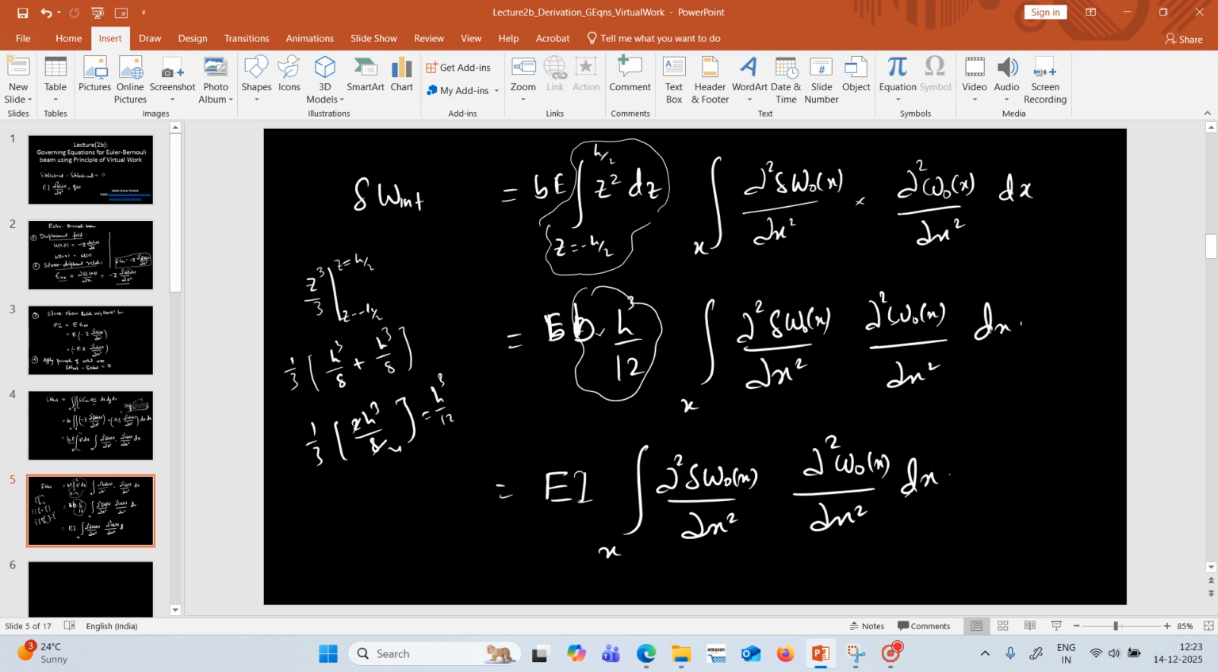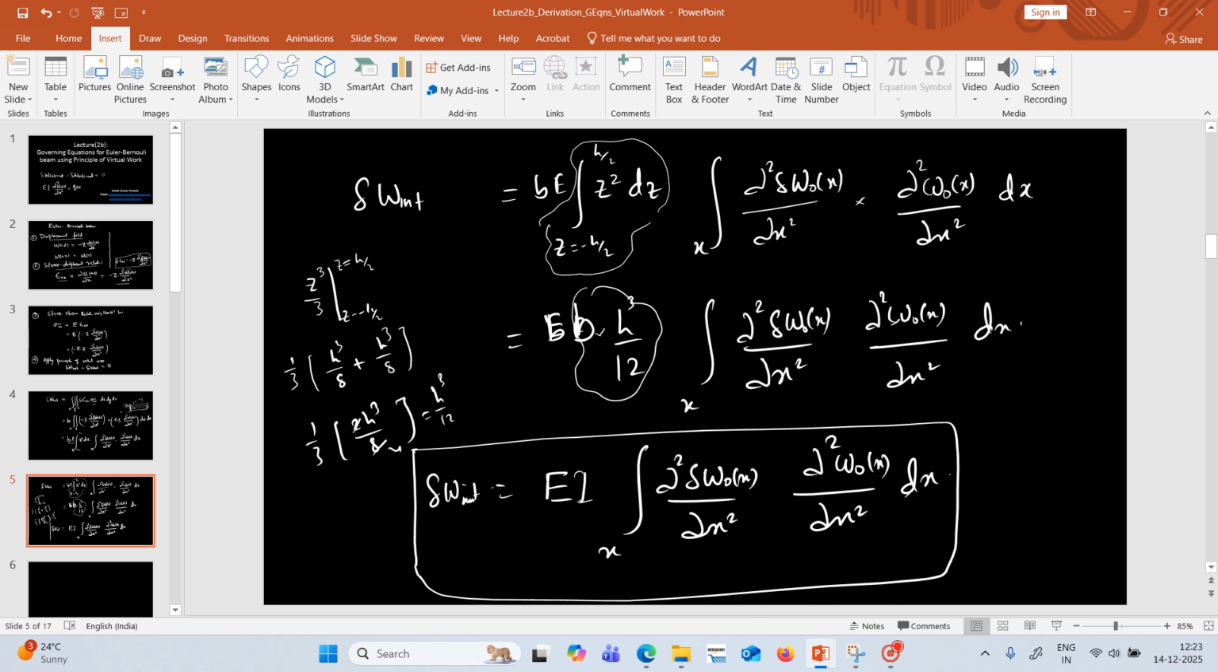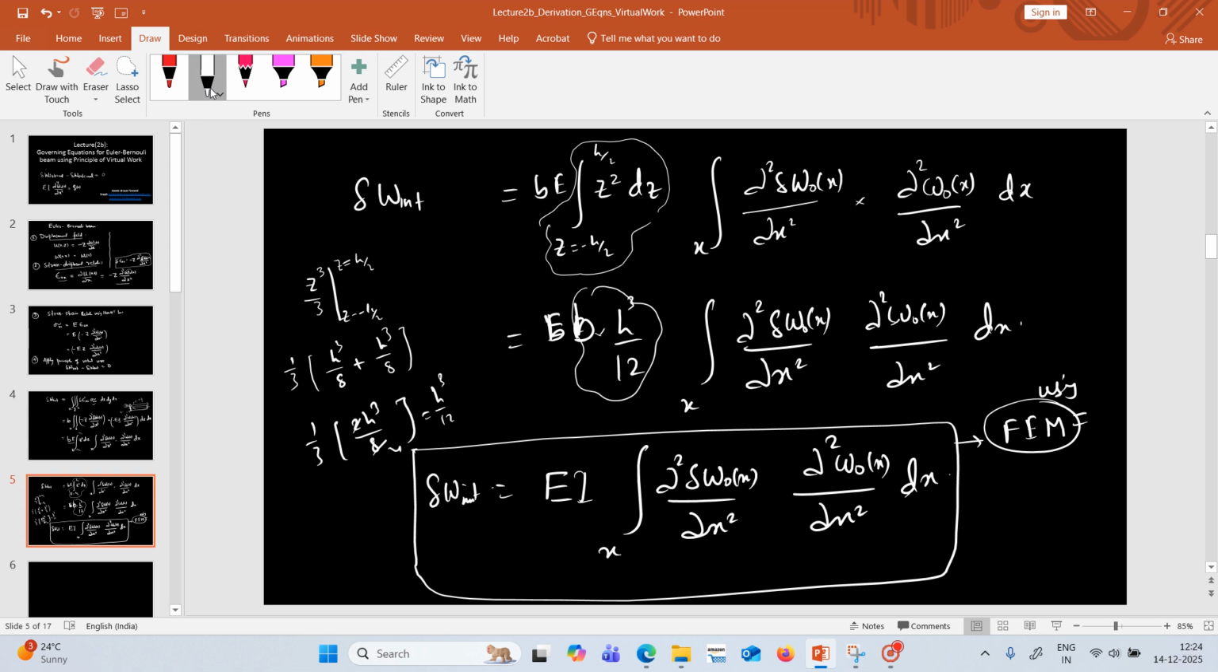Now at this point, when we reach delta work internal, let us focus on one thing. When we use FEM, we will stop here. But our objective is to get the governing equations of the beam, so we will move forward.